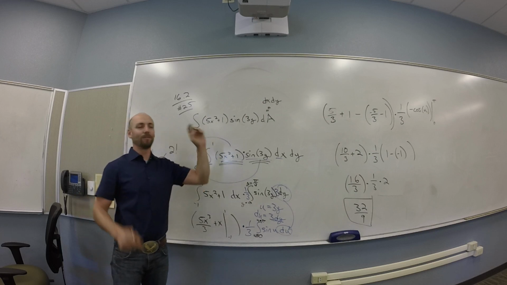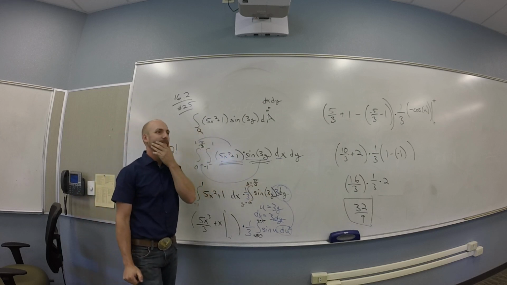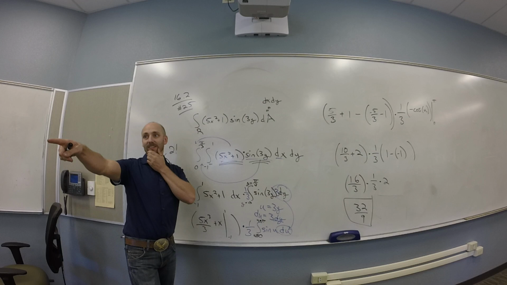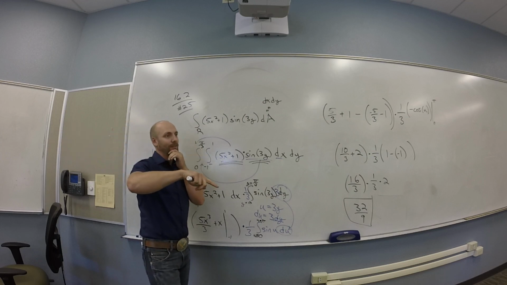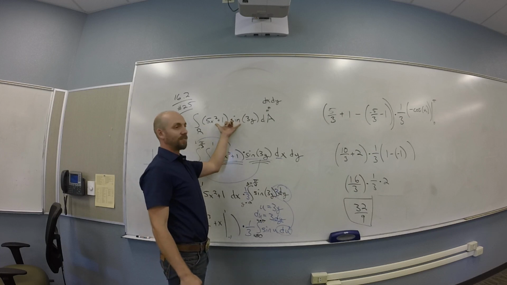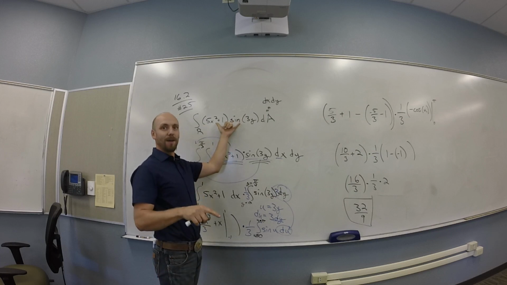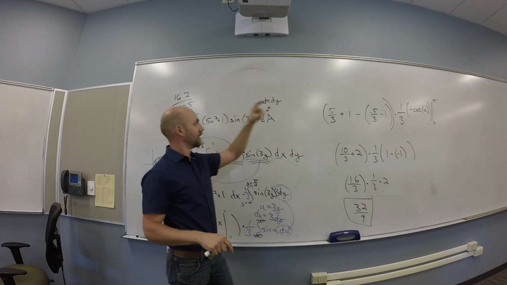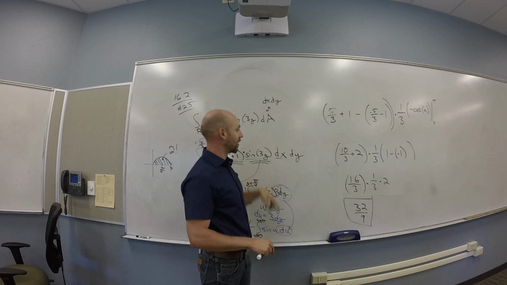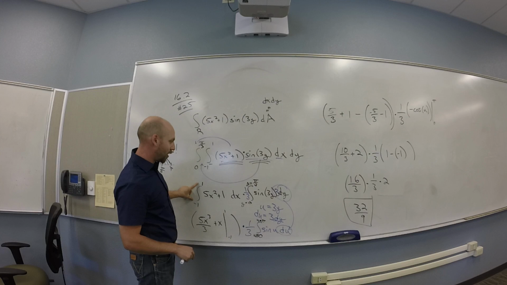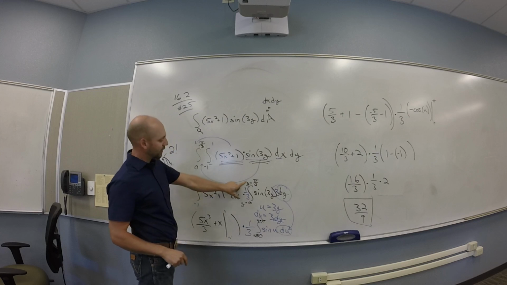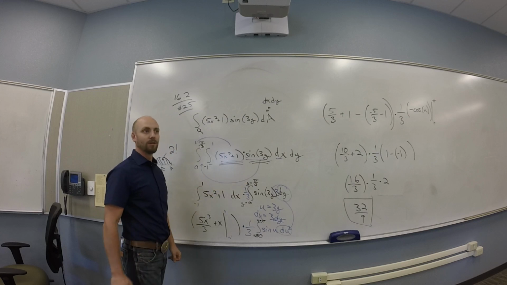What's the interpretation of 32 ninths? That's the signed volume, right? Underneath this function, over top of the rectangle that I erased a long time ago. It's the minus 1 to 1 in the x and 0 to pi over 3 in the y.